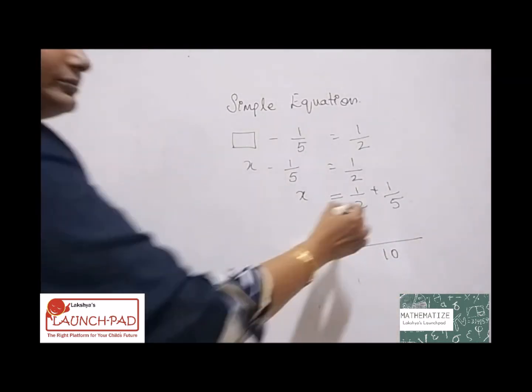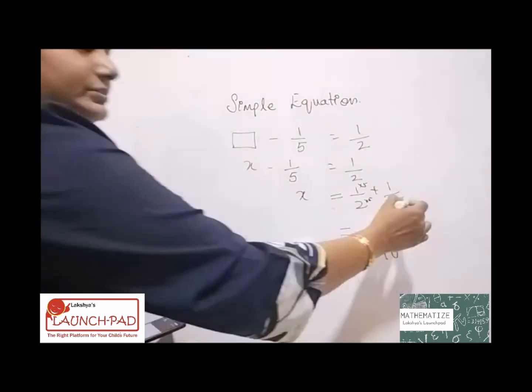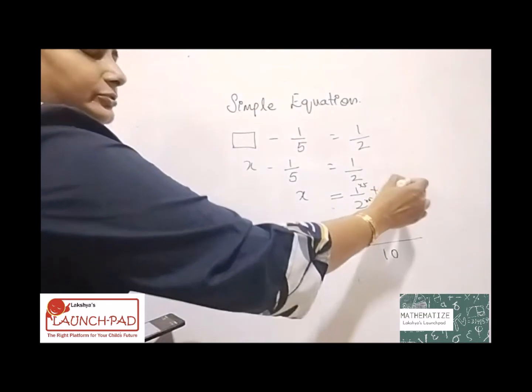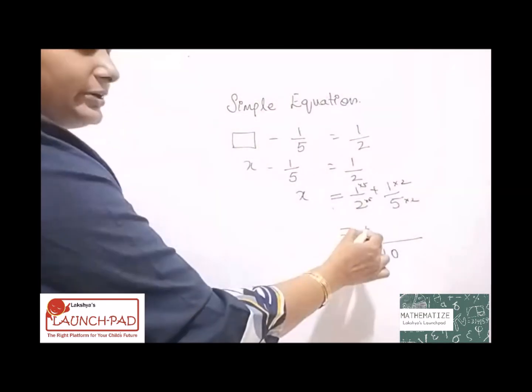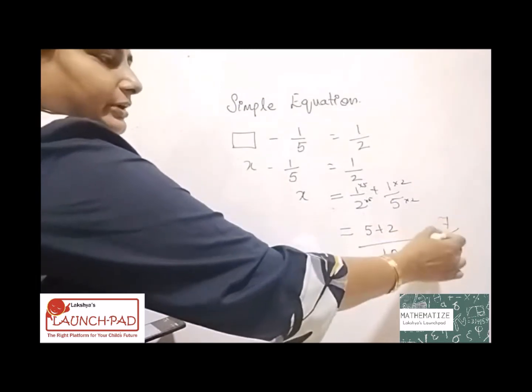Now, this is into 5, this is into 5. This is into 2, this is into 2. So, numerator will become 5 plus 2, 7 by 10.